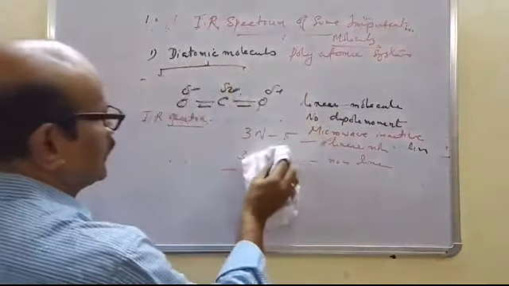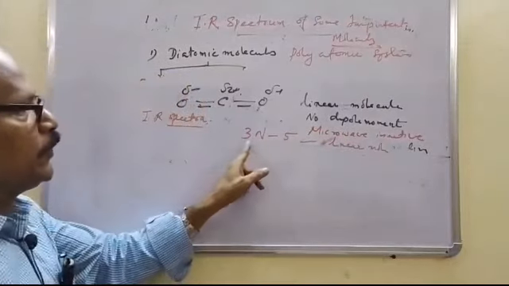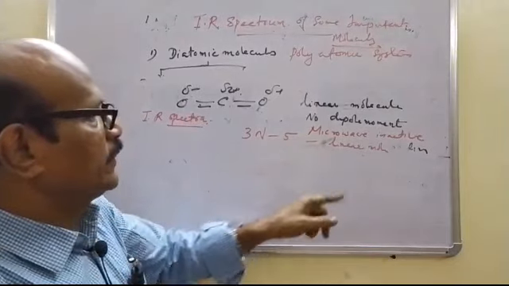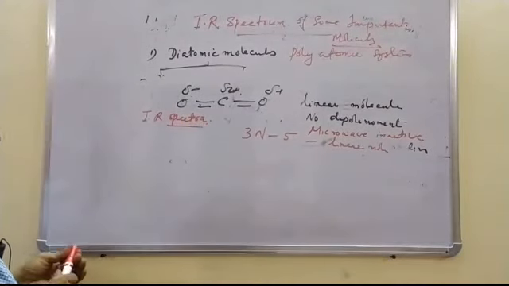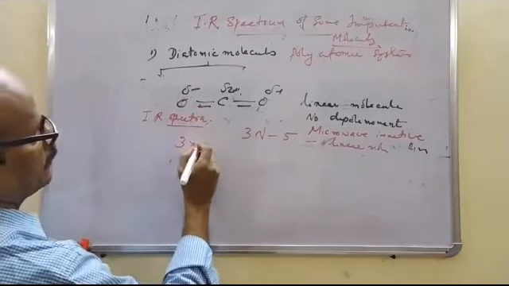അപ്പൊ ഞാൻ ഈ പറഞ്ഞതാണ് ഒരു ലീനിയർ മോളിക്യൂളിനെ സംബന്ധിച്ച് the number of normal modes of vibration, fundamental vibration, is 3n - 5 for a linear molecule. So in the case of carbon dioxide, we have 3 into number of atoms, 3.